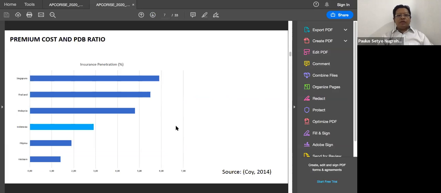Insurance premiums affect insurance penetration. Insurance penetration of 3% in Indonesia is low. In ASEAN, the ranking is only number 4, below Singapore, Thailand, and Malaysia. According to some literature, the potential for Indonesian insurance penetration can reach 6%.